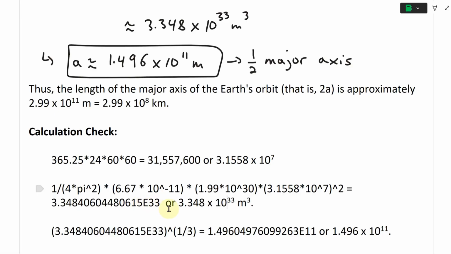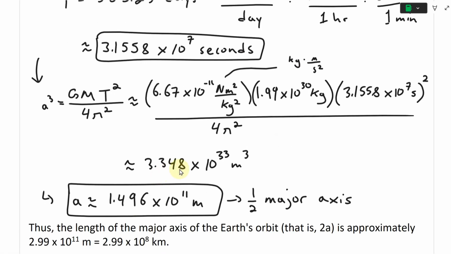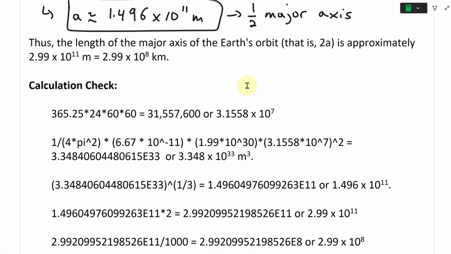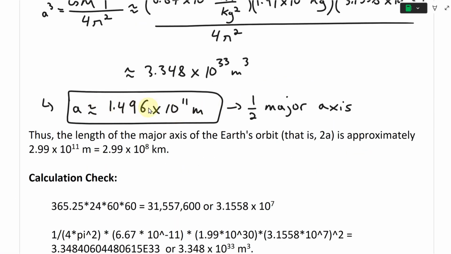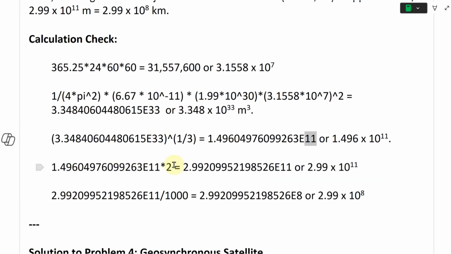So we have 3.348 times 10 to the power of 33, and that's meters cubed. Then we need to take the cube root, and again, you just take the cube root like that and it automatically solves it. That's 1.496 times E11, which is the same thing as 10 to the 11. And when you multiply by 2, we get 2.99 and then E11. Again, you can just use this, and I'll do this just for completeness, and it automatically calculates.